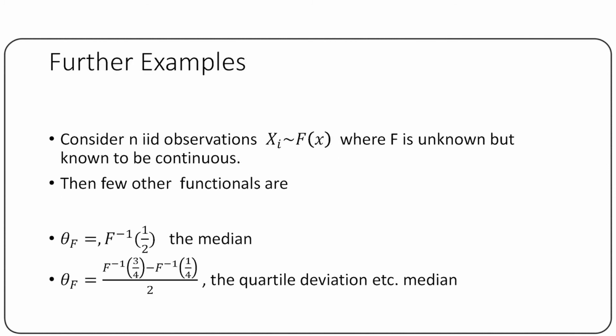Now, consider some other types of functionals. Suppose xi are IID observations from an unknown distribution function f, where f is unknown but known to be continuous. Then F inverse half, that is the median, where script f is the class of all absolutely continuous distribution functions, is also a nonlinear functional. If we consider the quartile deviation, then the functional will also be a nonlinear functional.